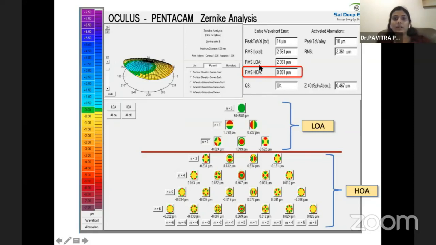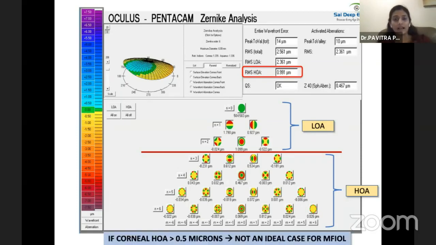Here we can see it also gives us root mean square values of both the lower and higher order aberrations. So in this particular patient, the root mean square of higher order aberration is more than 0.5, which is above the normal range. Here it is 0.9. Because higher corneal aberrations were seen, this patient won't be an ideal candidate for a multifocal intraocular lens, as these aberrations post-operatively can cause a decrease in the quality of vision by causing glare and halos. And therefore, we can go ahead with a monofocal IOL and not a multifocal.